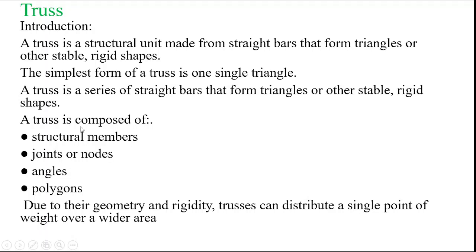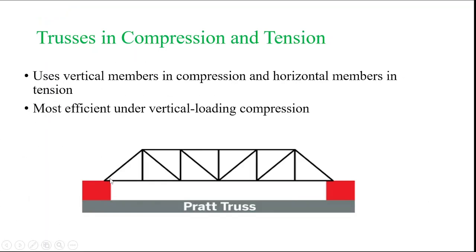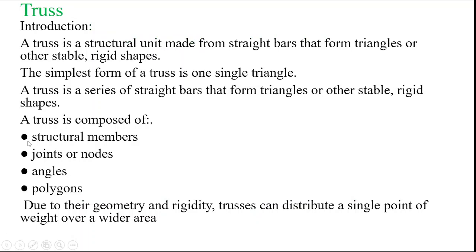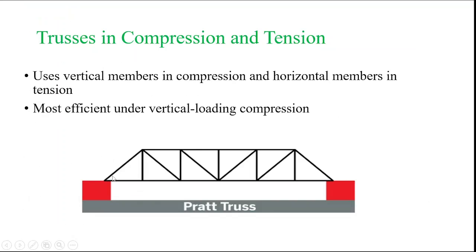Truss, okay. Truss is a structural unit made from straight bars that form triangles or other stable rigid shapes. The simplest form of truss is one triangle. This simplest form triangle is a truss. A truss is a series of straight bars forming triangles or other stable rigid shapes. Triangles and other shapes are rigid.